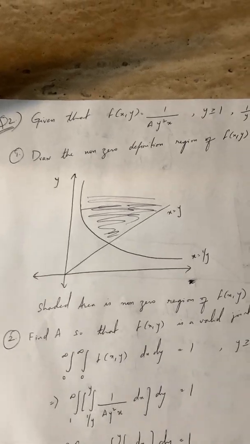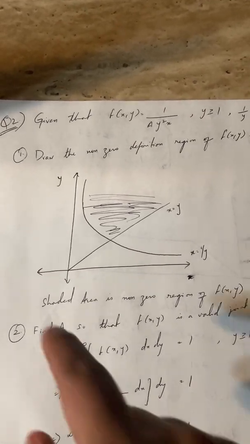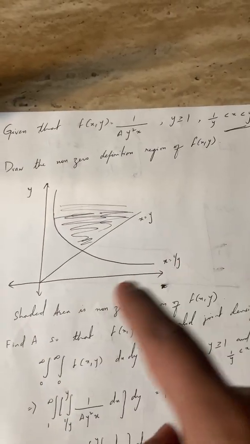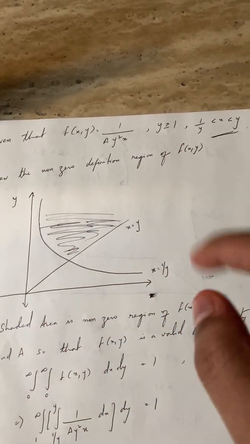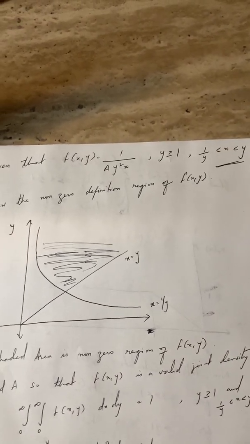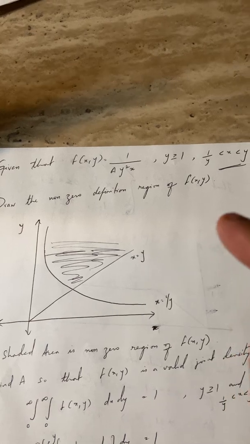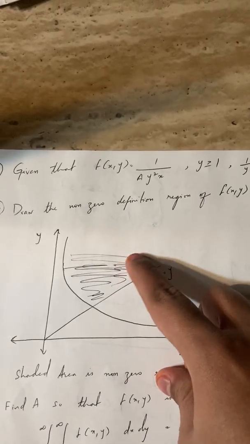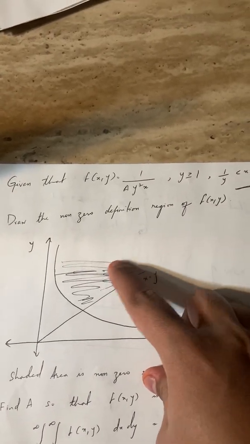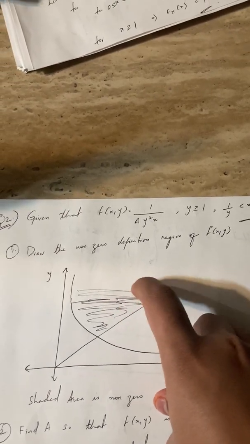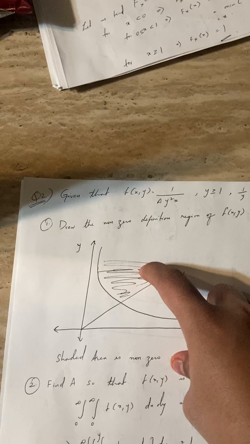In the solution, I've drawn the graph of x equal to 1 by y, and also the graph of x equal to y. That is because here x is ranging between 1 by y and y. We have to find the region where x is greater than 1 by y and less than y. So I've taken this non-zero region as the solution for part 1.